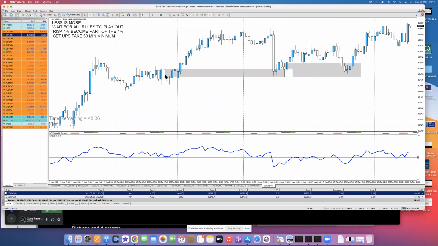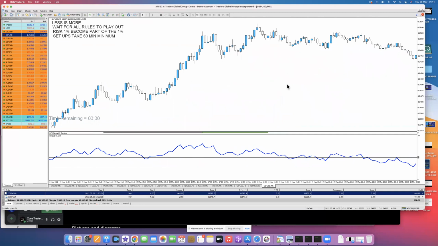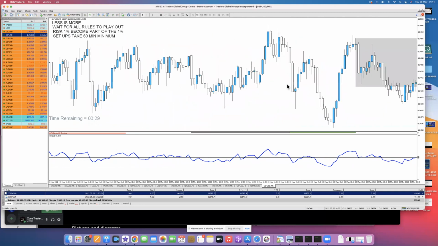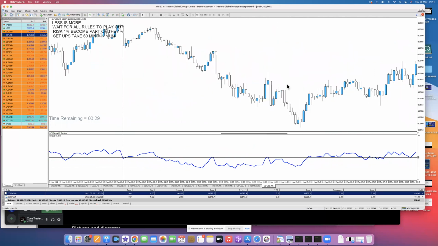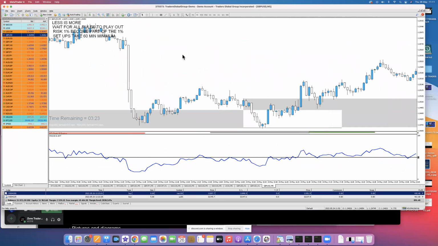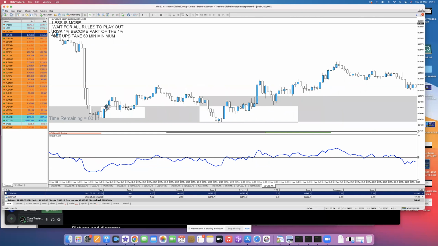So price moves away from the last down candle, comes back down into it, drop down to lower time frames to find an entry. It would be this one here, buying this candle. You may have got taken out if you had a stop loss too tight.